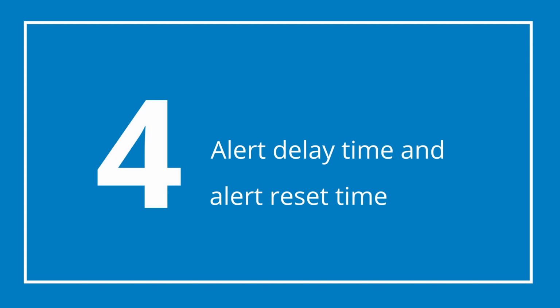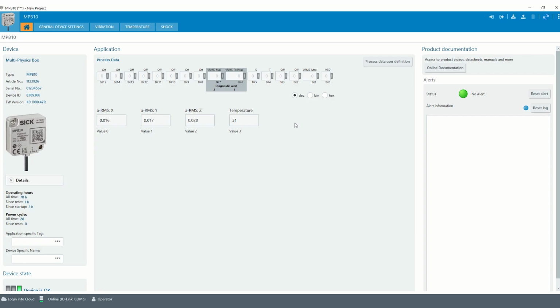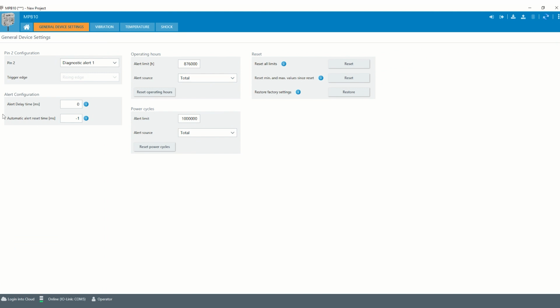Chapter 4 Alert Delay Time and Alert Reset Time. In many applications, it is desirable that short time outliers or one-time events do not directly trigger an alert. This can be achieved by configuring the alarm behavior accordingly in the general device settings. The alert delay time in milliseconds defines the minimum time for which a set limit value must be exceeded before an alarm is triggered. A 0 in the subindex deactivates the alarm delay time, and the alarms are triggered immediately after the limit value is exceeded.